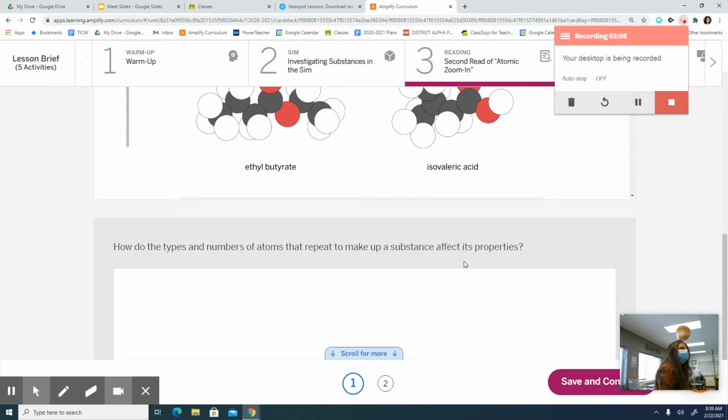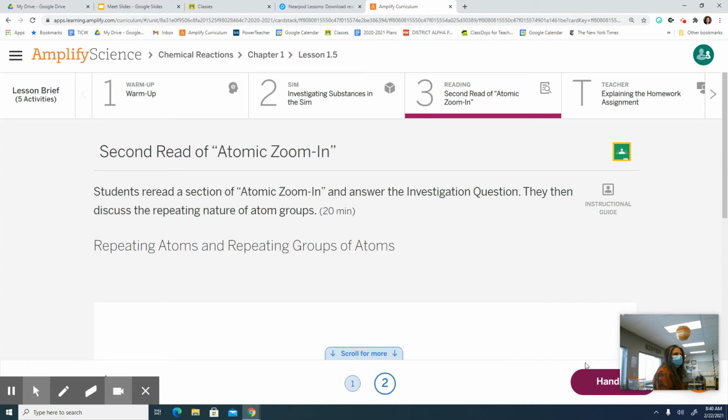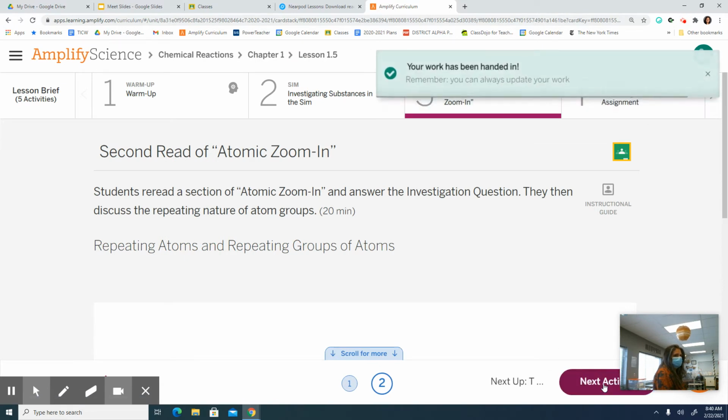All right, so you should have answered the question down here at the bottom. How do the types and numbers of atoms that repeat to make up a substance affect its properties? You want to click Save and Continue, and then hand in. You can also mark that as done in Google Classroom.